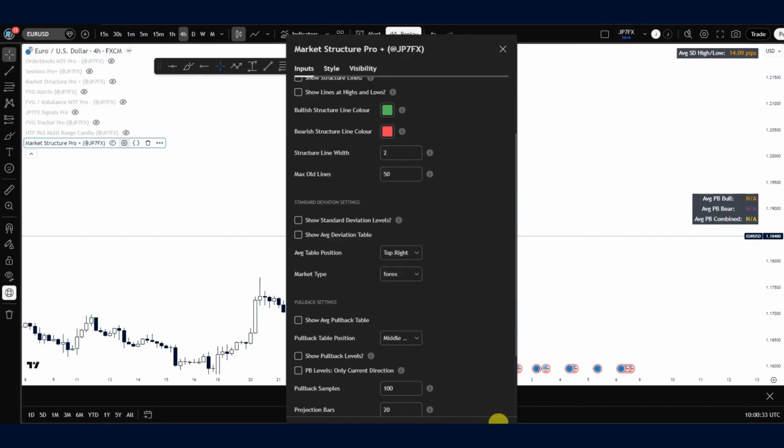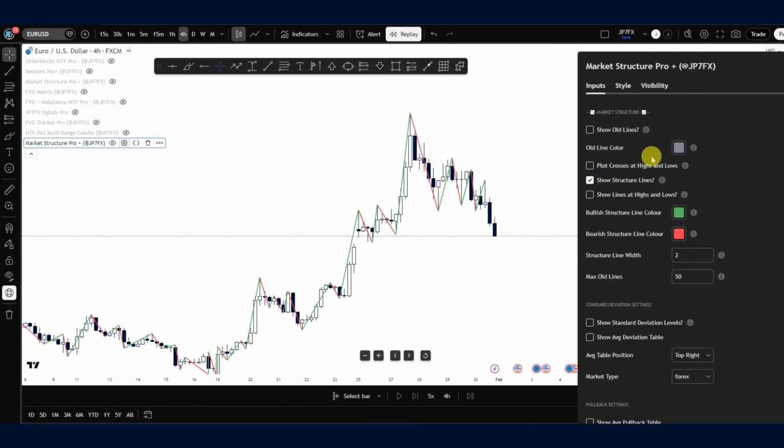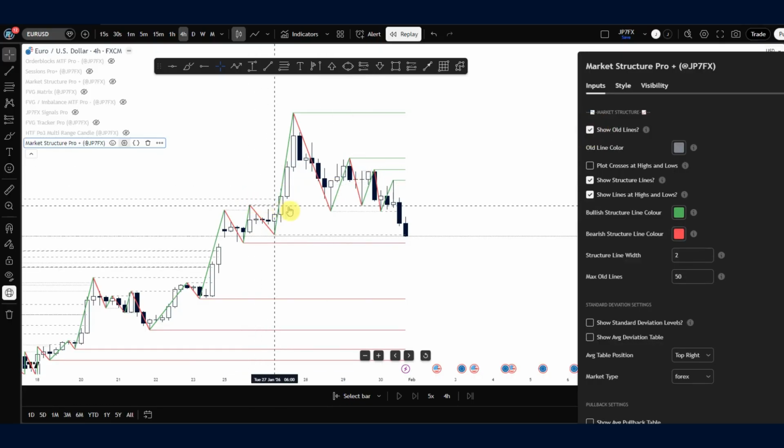So when you add it on first, none of these will be enabled. Really what you want to do is show the structure lines, and for me, show the highs and lows. So once we've got the highs and lows, we get there. Now you can show the old lines, which will then draw the lines, say for here, for example, of where price was previously broken. So it'll show these lines.